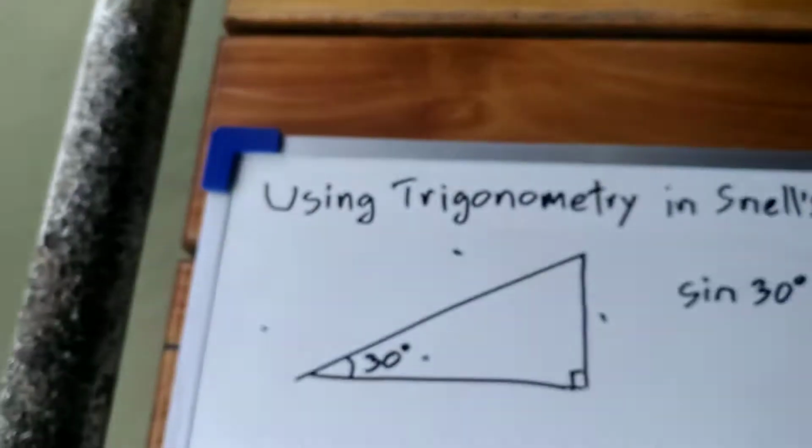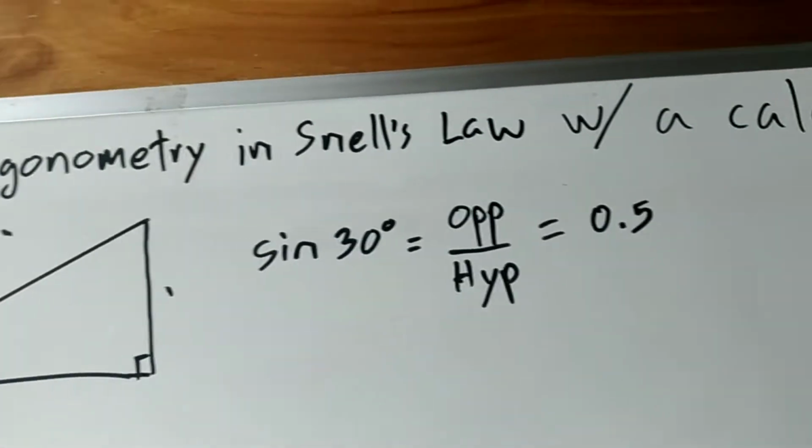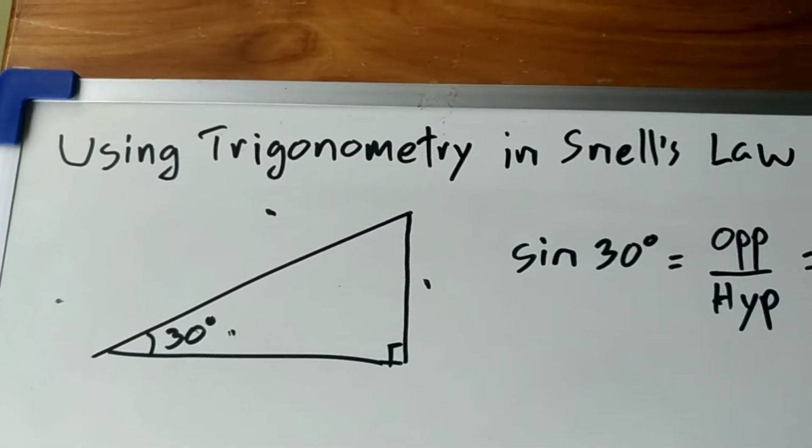This is part 2 of the trigonometry that you will need for physics. Okay, let's get to it. Using trigonometry in Snell's law with a calculator. You will need a scientific calculator for this.